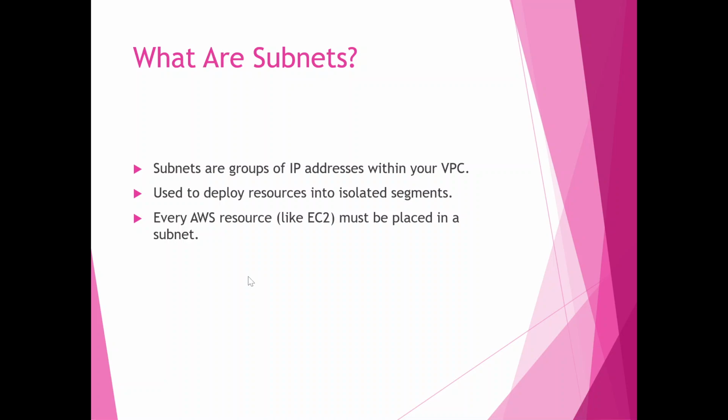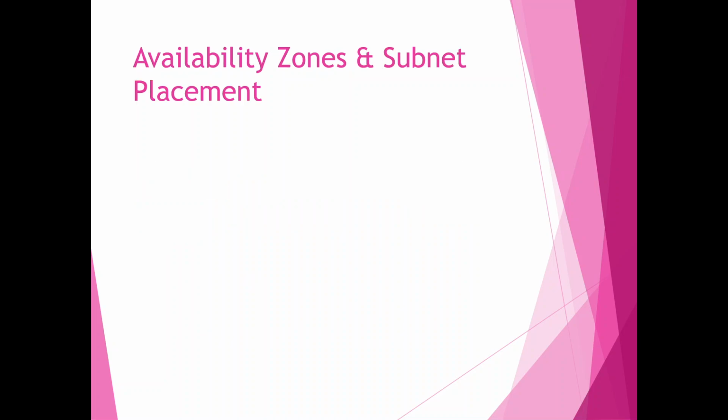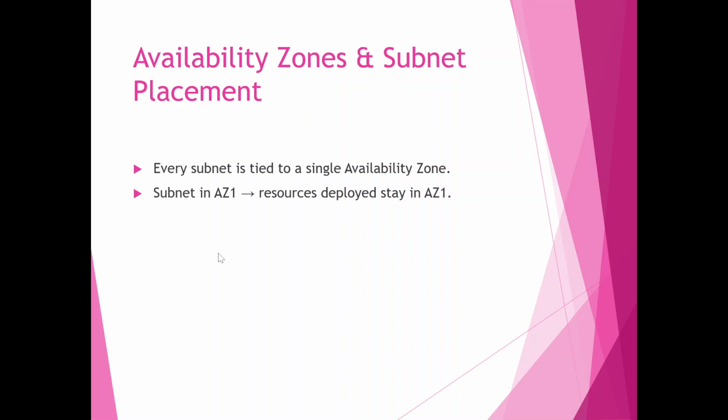Next we see availability zones and subnet placement. Every subnet belongs to one availability zone. Every subnet is tied to a single availability zone, and this is important because resources inside that subnet will also stay in that specific AZ. For example, subnet 1 in availability zone A and subnet 2 in availability zone B. So by choosing a subnet, you are actually choosing the physical location where your resource will run.